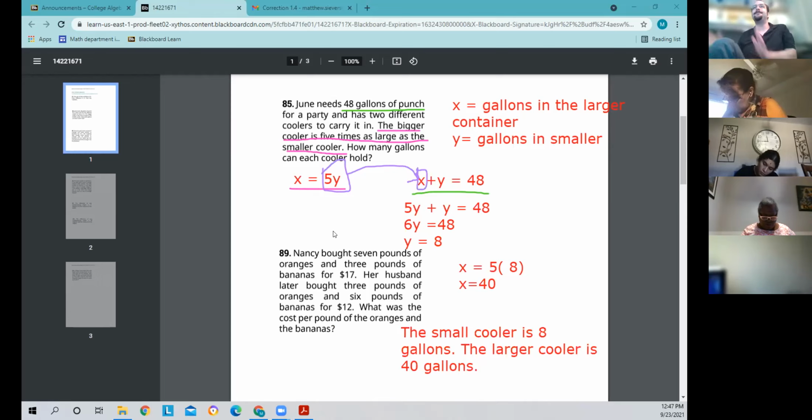But anyway, what's something I can do to make sure I got the right answer? I know 5 times 8 is 40, right? That's one way I can check it. Well, check if it's a true statement. I have 40 and 8. What do I know about those things? 48 is a true statement. They should add to 48, right? 40 and 8 is going to add to 48.